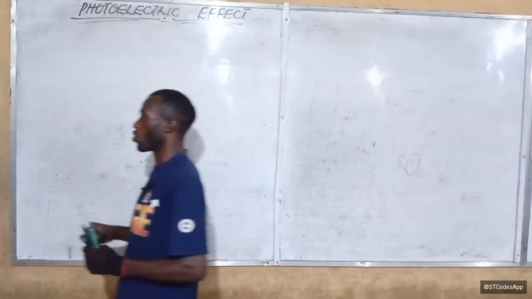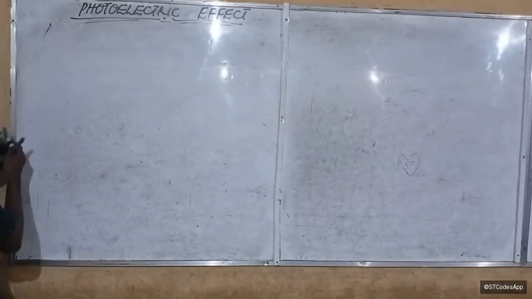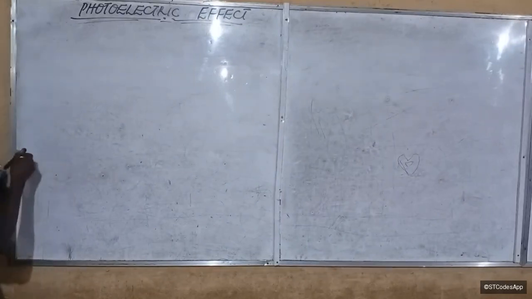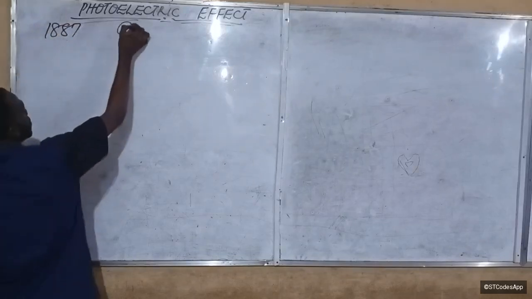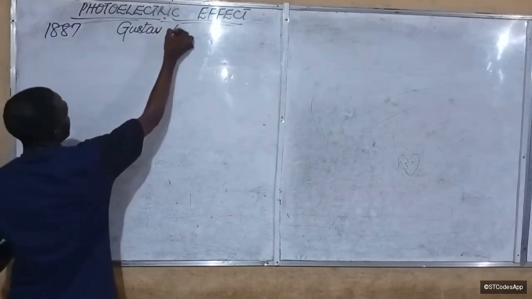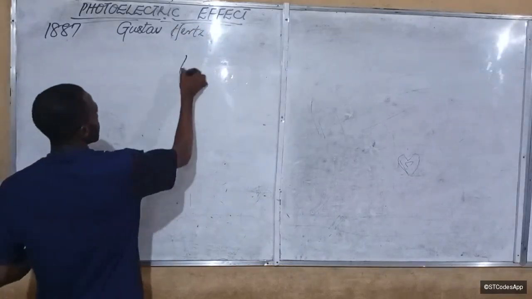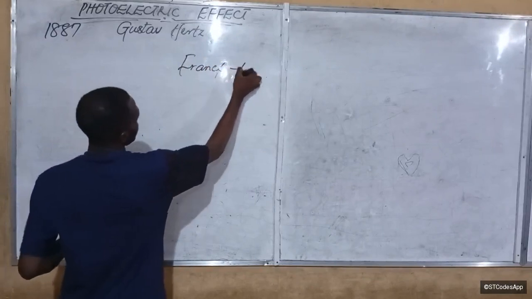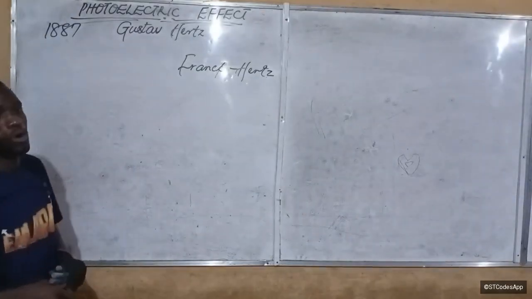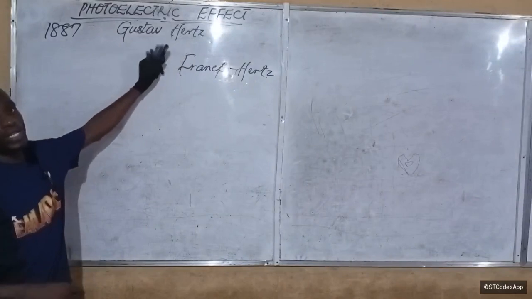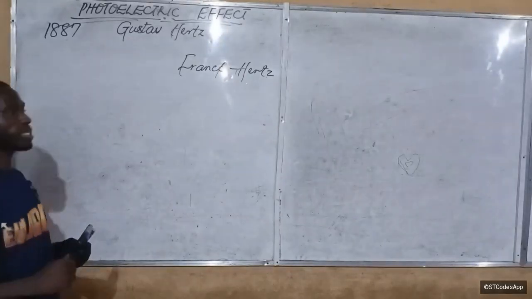Now, this idea was basically found out in 1887 by a certain Gustav Hertz. And primarily in the same year, he worked with a particular Frank, and so the experiment was called the Franck-Hertz experiment. Is that okay? But he's primarily the one that is attributed to the discovery of this effect, basically. Is that okay?